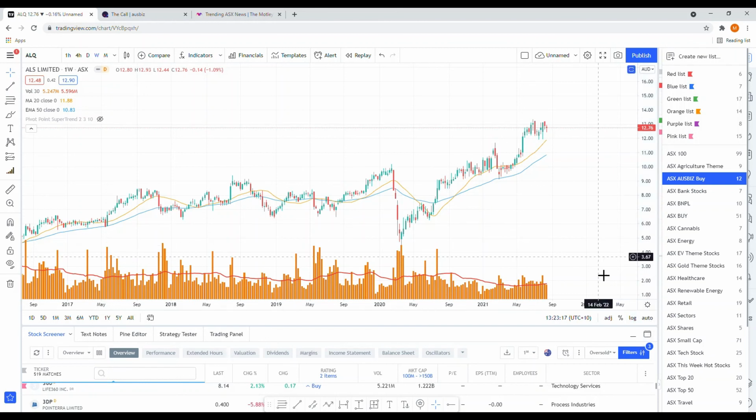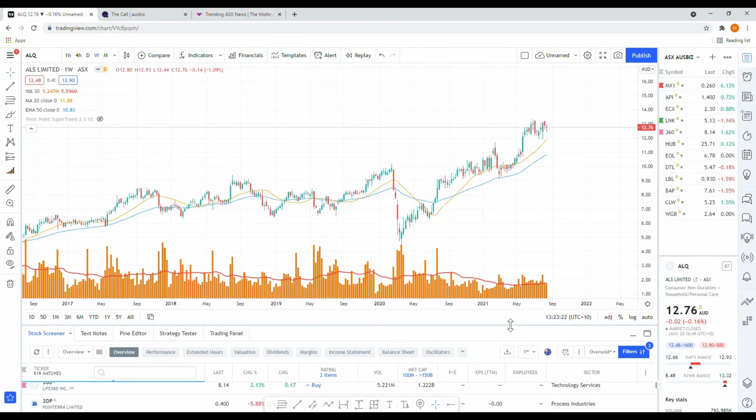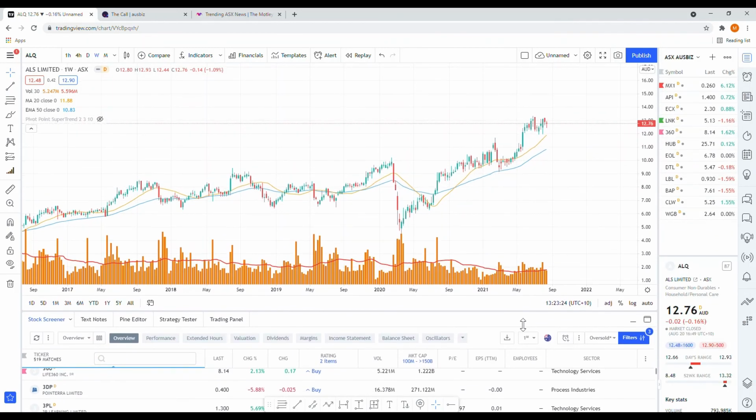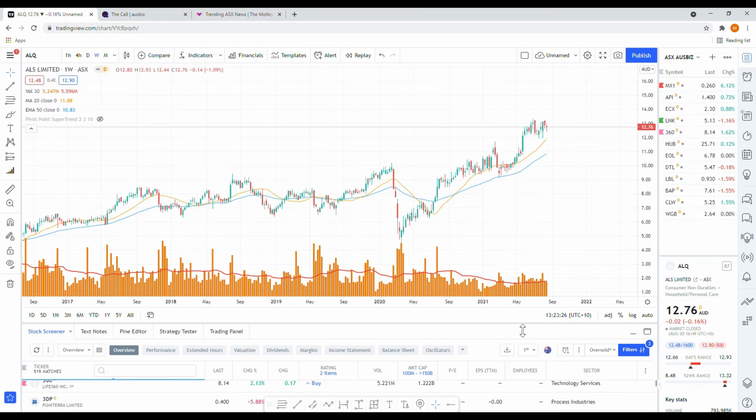That's all. I just wanted to show you guys how I do it, how I find the stocks for myself.